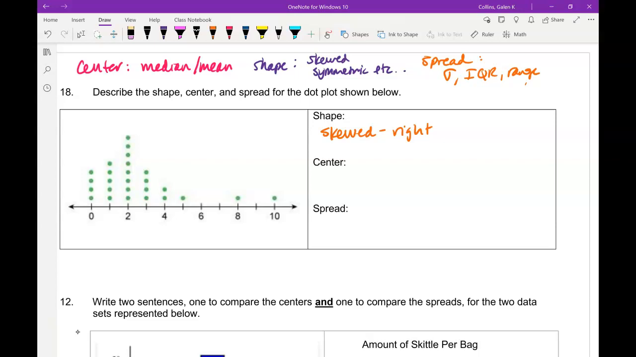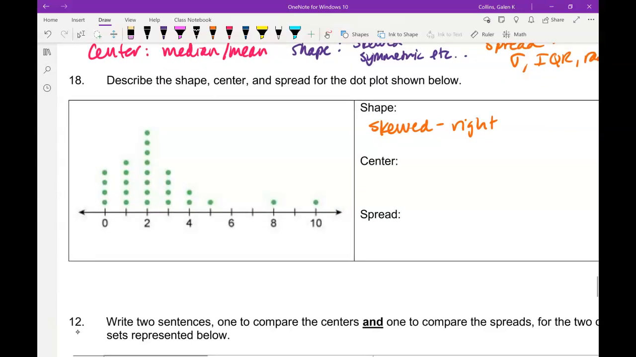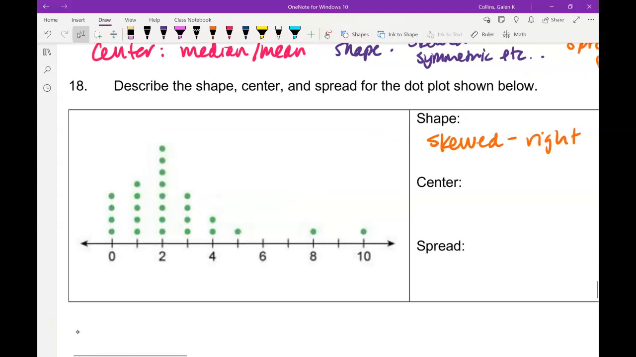Okay, if we're going to discuss the center of the data, we can find the mean from a dot plot, but let's just look at the median. I don't know how much data we have, but here's the quick trick for finding the center.